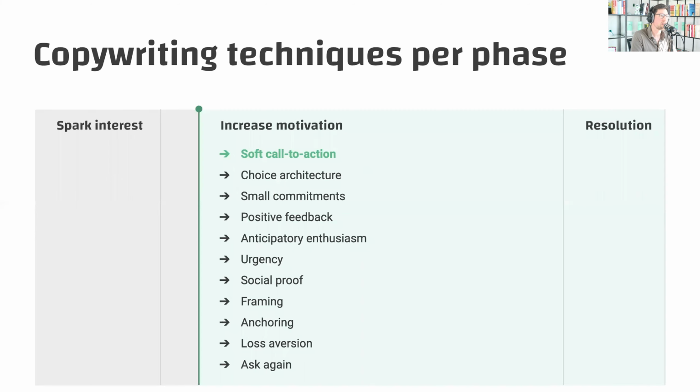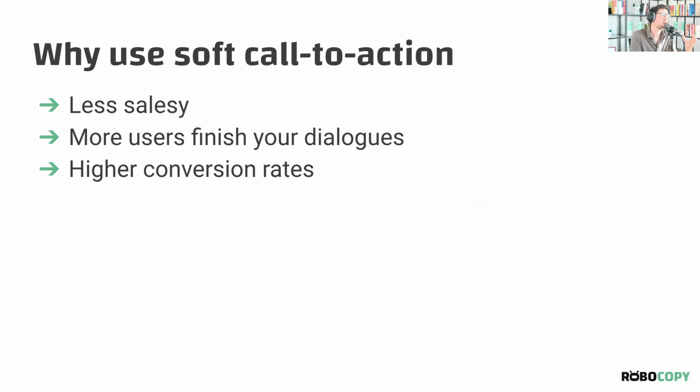What's important with social proof, make it as specific as possible, right? So, 9 out of 10 in London, people like you, and describe the people like you. That's important. There's more stuff on that. The soft call to action. Also part of increasing motivation. So we don't want to be too forceful when we ask a question, right? So we don't want to be too salesy. More users will finish your dialogues when you do this, so you're going to get higher conversion rates, right?